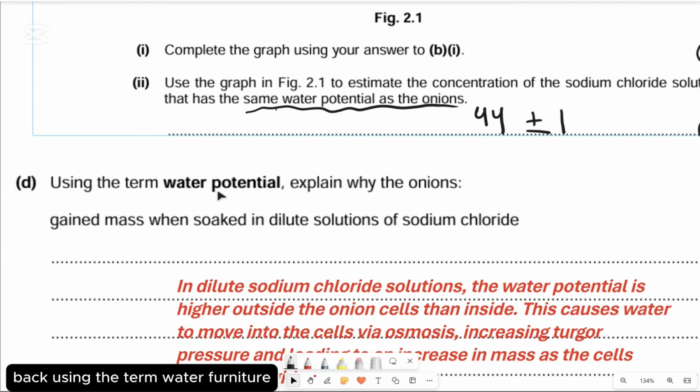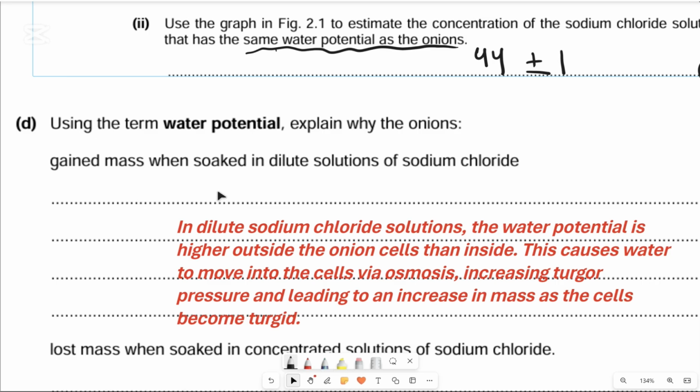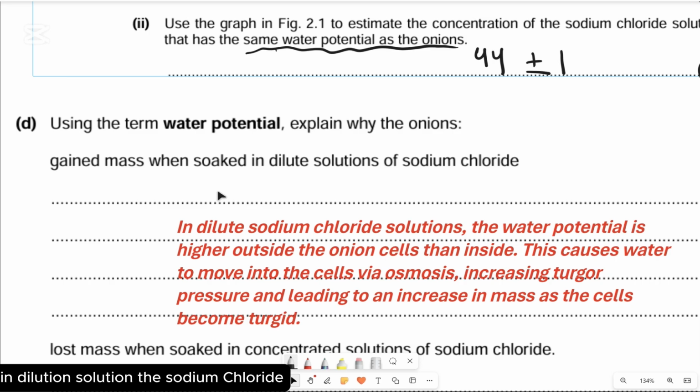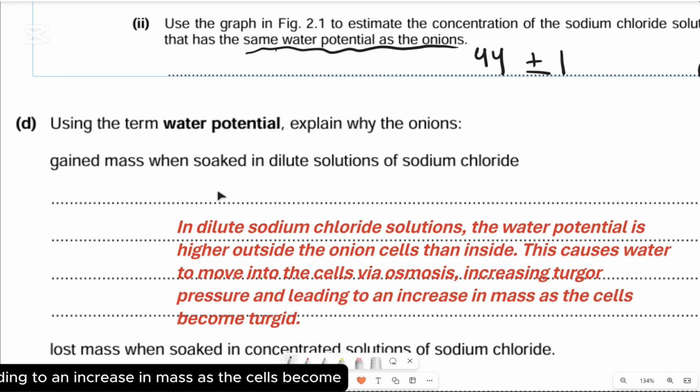Let's go back. Using the term water potential, explain why onions gain mass when soaked in dilute solutions of sodium chloride. In dilute solutions of sodium chloride, the water potential is higher outside the onion cells than inside. This causes water to move into the cells by osmosis, increasing the turgor pressure and leading to an increase in mass as the cells become turgid.